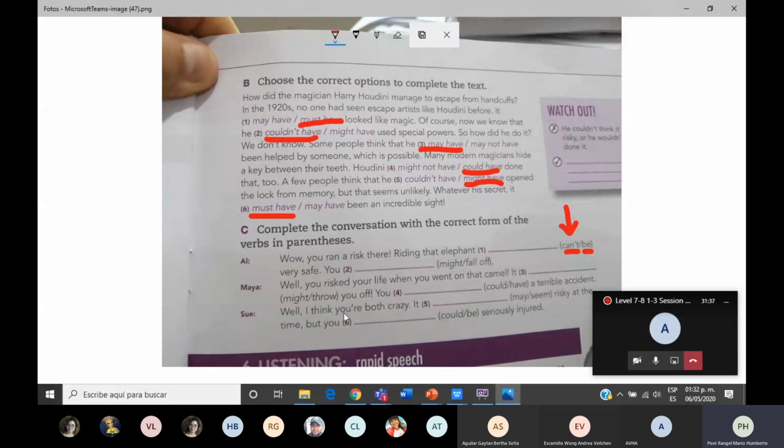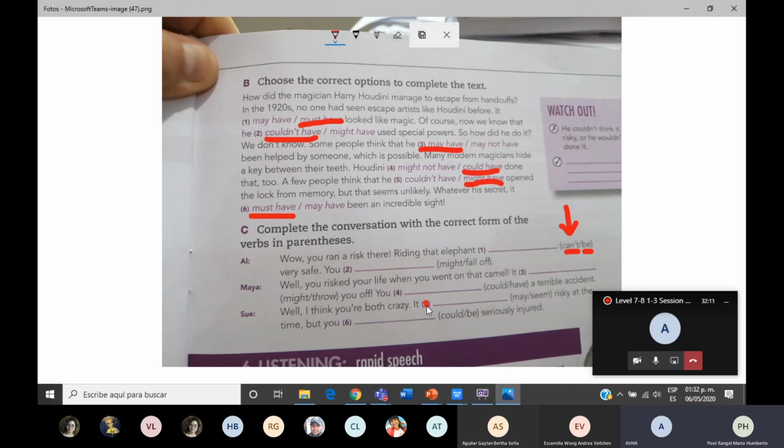Well, I think you're both crazy. It may seem risky at the time, but you seriously injured. Bueno, aquí de hecho se las pusieron con jiribilla, a ver si las pusieron bien. You might have felt down or felt failed. Ya estamos acá en las 5.